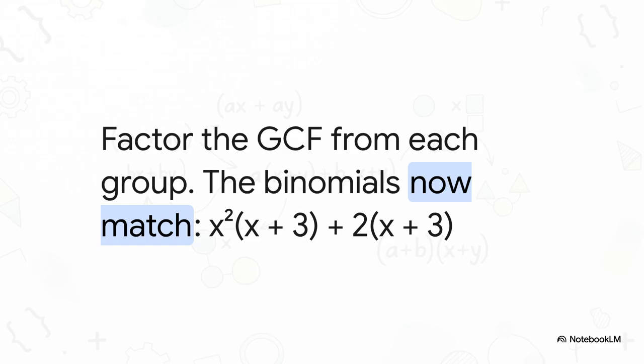Okay, now the second group, 2x plus 6, their GCF is 2. We pull that out, and would you look at that? We're left with x plus 3 again. They match. That's the signal. That's how we know this is working.